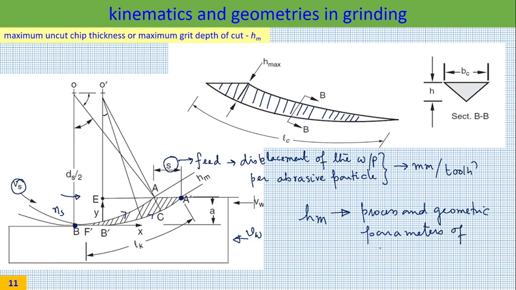of grinding. You might say, why are we doing it? That answer is embedded in its name. Its name is uncut chip thickness or maximum uncut chip thickness. That means this will control chip load. So if we can characterize chip load, we would also be able to characterize forces in grinding, provided we know how to determine HM. So that is our task.